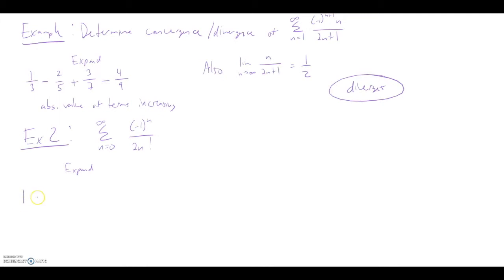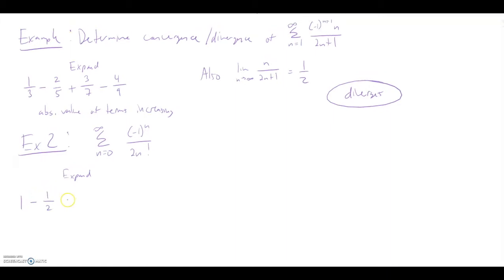So our first term will be 1, minus 1 over 2 factorial, which is 2, plus 1 over 2 times 2, or 4 factorial, which is 24, minus 1 over 2 times 3, or 6 factorial, which is 720. And this will keep going. And notice those denominators are getting big in a hurry because of that factorial.